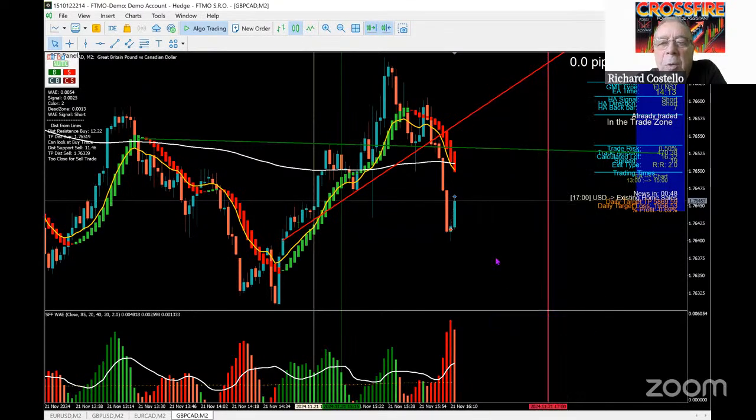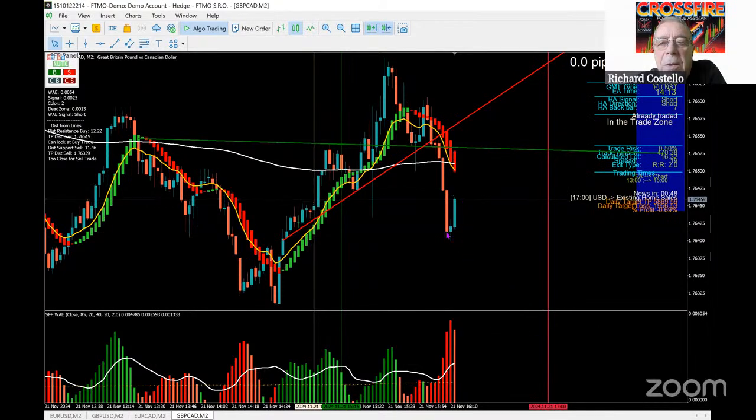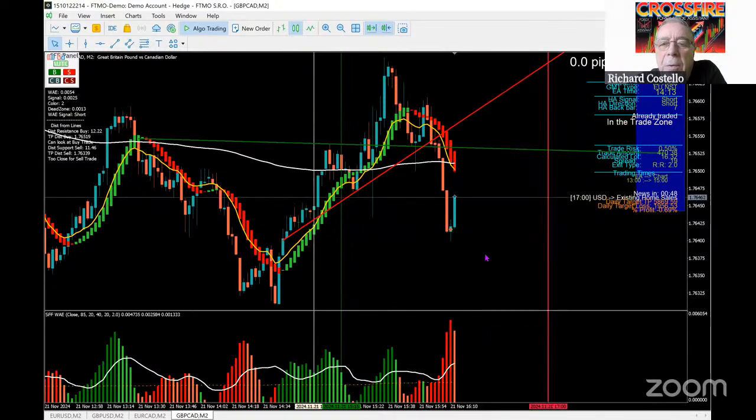But I can remove those trade history markers if I want to. Trade history. There we go. So that was my entry point. That was where it took me out. So it's looking as if, what do I need to say?